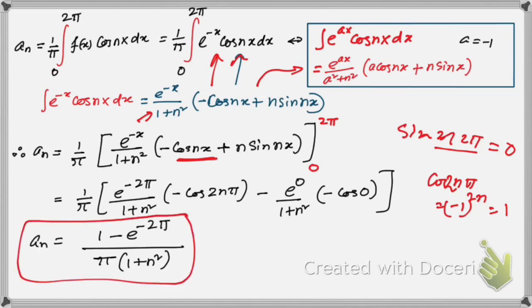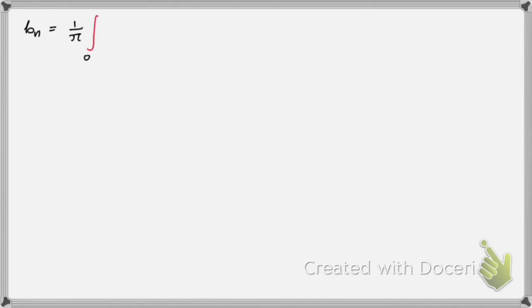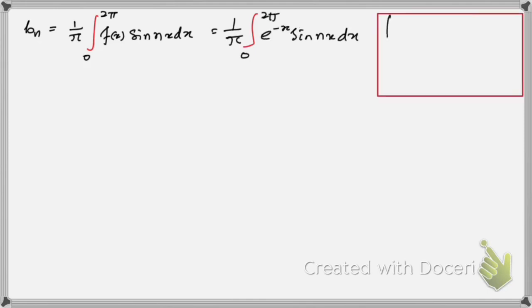So hope you have understood this. Now let me go to the next slide. What we're going to get here, bn, that is 1 by pi integration 0 to 2 pi f of x sine nx dx, and let me put the value of f of x, that is e to the power minus x sine nx, and here we're going to use this formula, right?